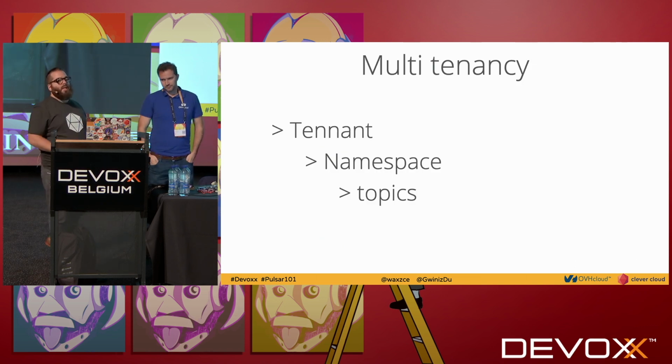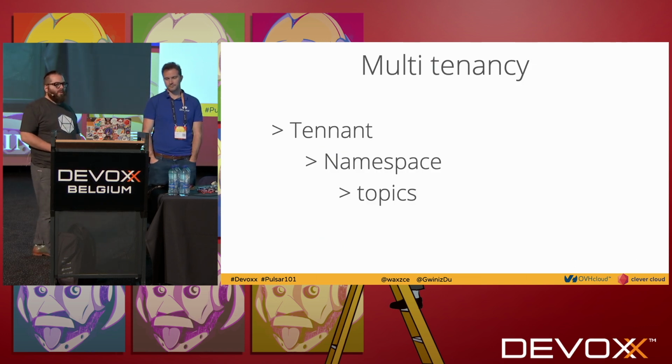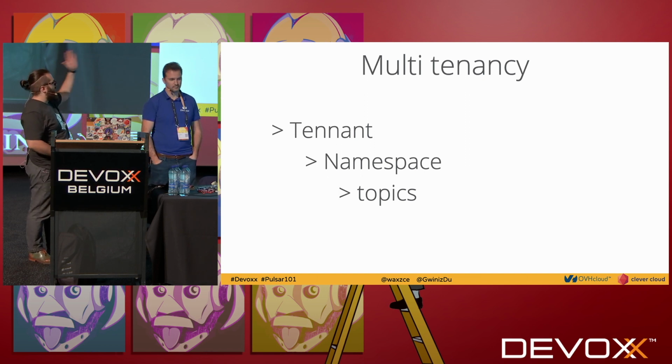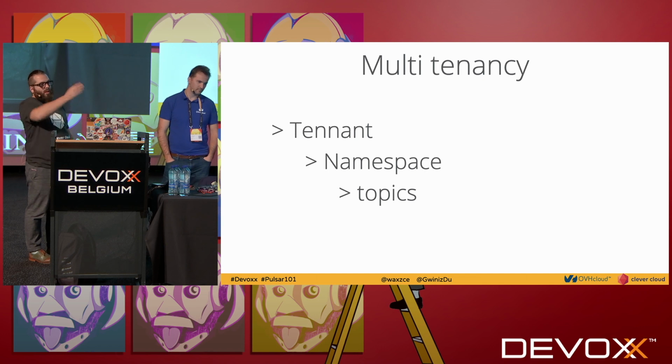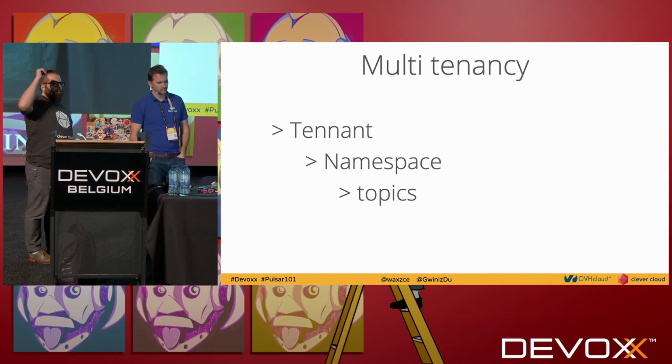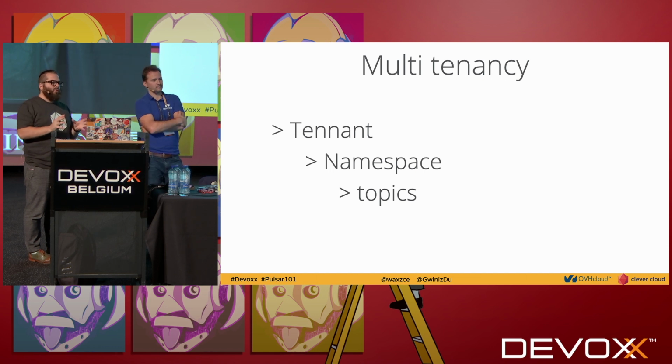Then you have the multi-tenancy. Basically, every topic in Pulsar is designed with a tenant, then a namespace, then a topic. What is interesting about that is, by design, it is able to manage multiple users who actually don't know each other. It's multi-tenant from the beginning.